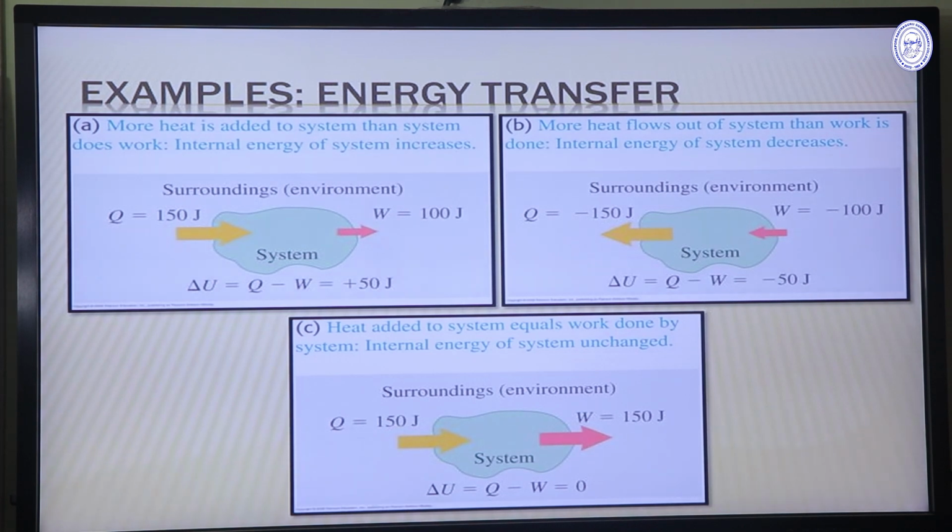Now what happens? More heat is added to a system than the system is doing work. We are adding an amount of heat Q, with a magnitude of 150 joules, into the system. As 150 joules of heat is added, the temperature of the system increases, and as the temperature increases, it will perform work equal to nearly 100 joules.